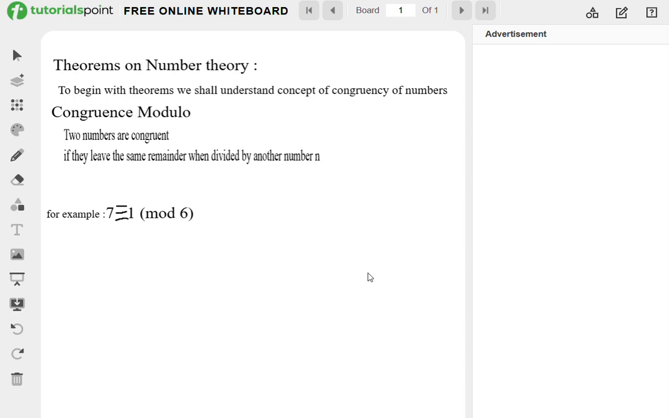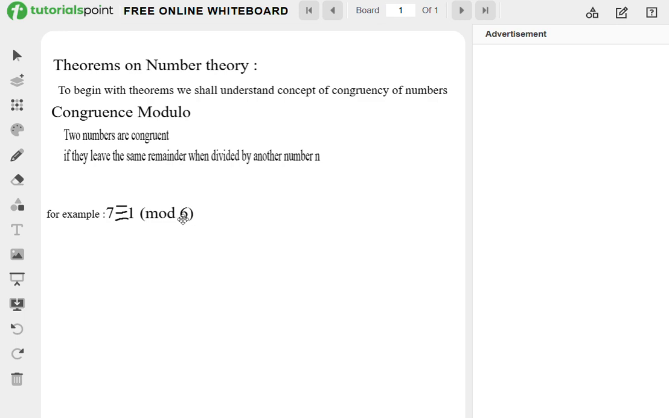some theorems on number theory. But first, you need to understand the concept of congruence modulo, where we speak about the congruency of two integers instead of the triangles concept. Okay, so here two numbers are congruent if they leave the same remainder when divided by another number n.